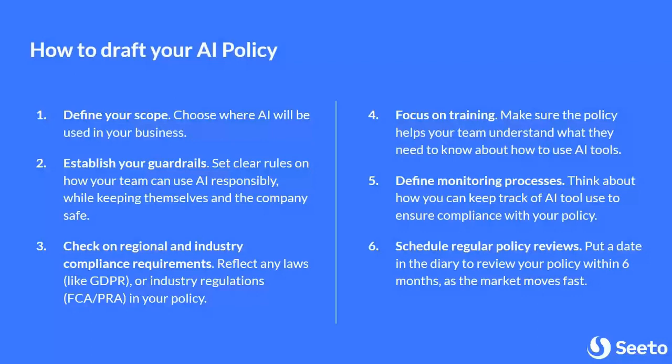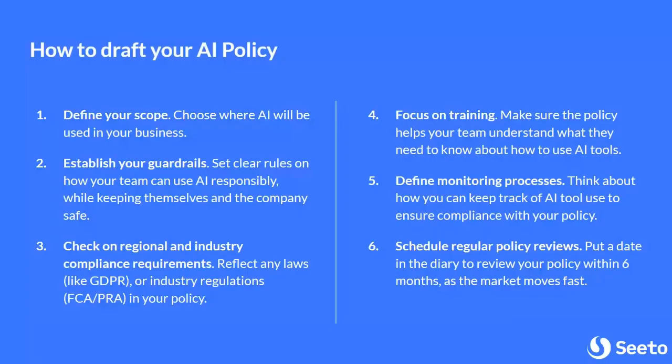You should also check, obviously, on regional and industry compliance requirements. So thinking about, let's say that you're in the financial services industry, you may be FCA or PRA regulated. You may need to abide by GDPR, and you almost certainly will. So you need to think about, from an AI policy point of view, how do you reflect those commitments from the wider organization into the AI policy? You should focus on training. So when you think about this policy, make sure it's understandable for your team members and it helps them understand what they need to know about how to use AI tools.